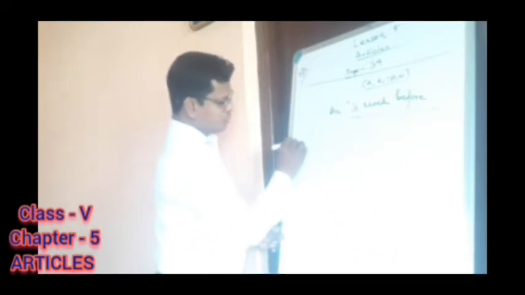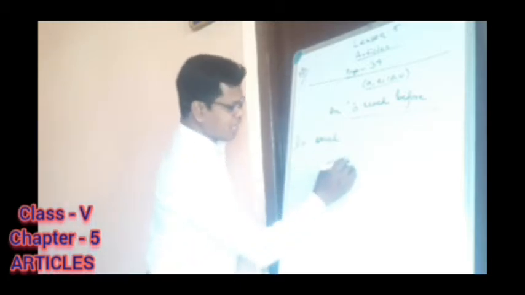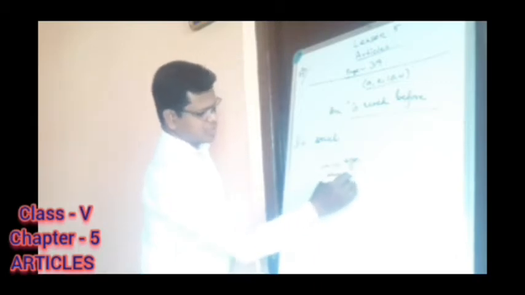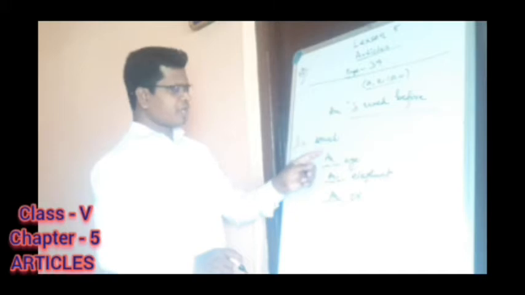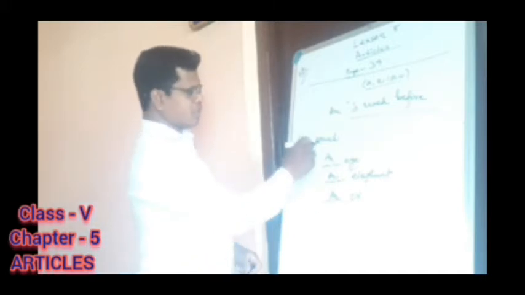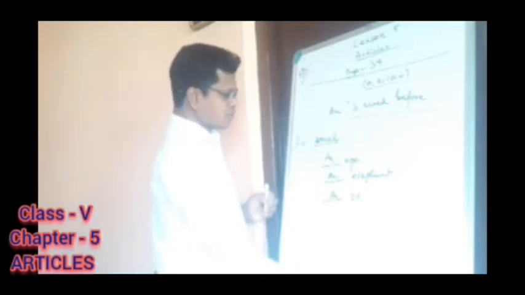An is used before a vowel. Before any word that starts with a vowel, we use an, just like with elephant and ox. In all these places, we will be placing an before it. Remember this one: any word that starts with a vowel, we place an before it. So that is the first rule.